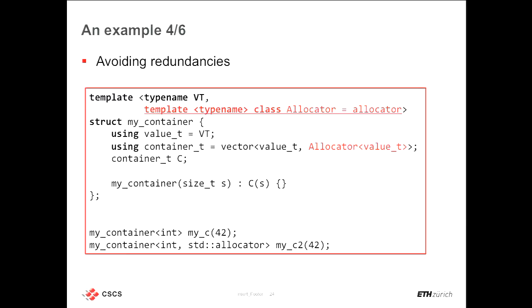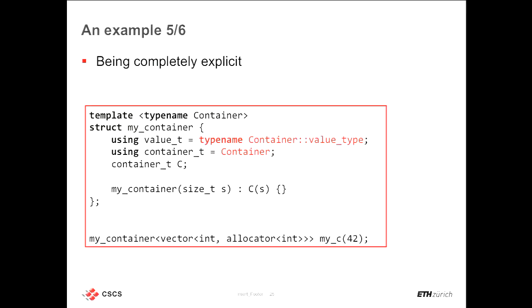Well, one might ask, why don't we do simply this? My container of vector int, allocator int. Possible. You have just a single container thing. A value type is container::value_type. And the container T is just a container. This is exactly the same code as before when I say vector of allocator integer. The only thing is that whatever container I'm passing in must have the value type defined inside the class.